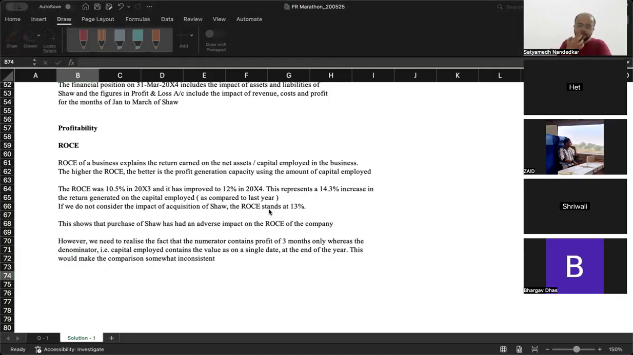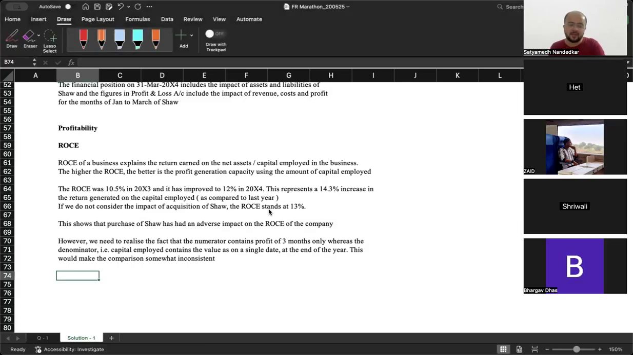आगे, what else could you say? अभी इतने पे रुक जाओ. ठीक है, stop at this much because you have to write about 6 different ratios, right? So ROCE you have written this much, you wait.